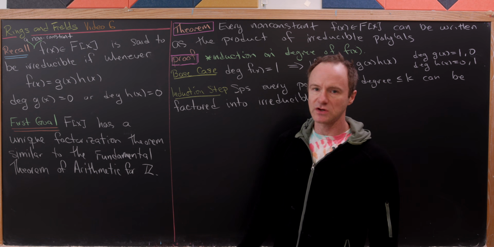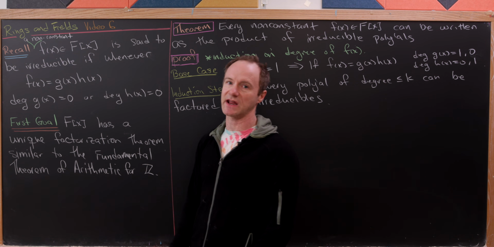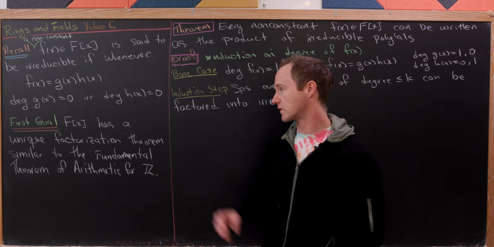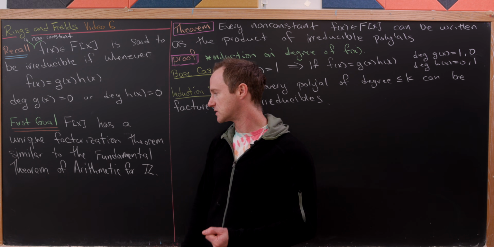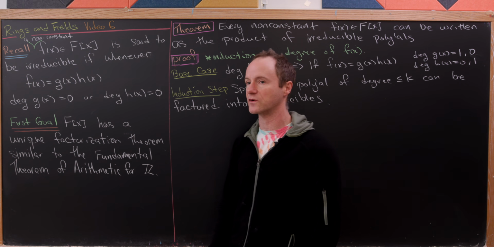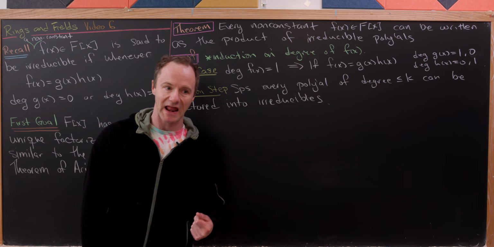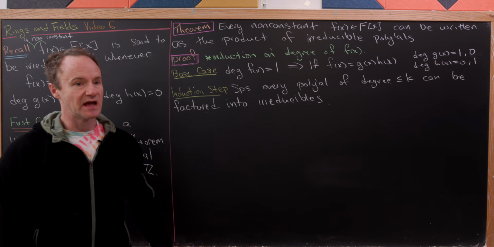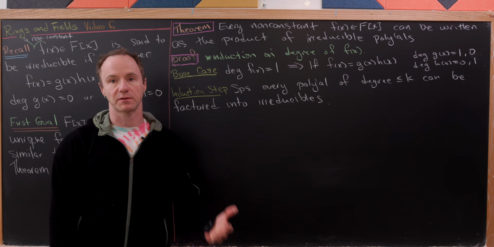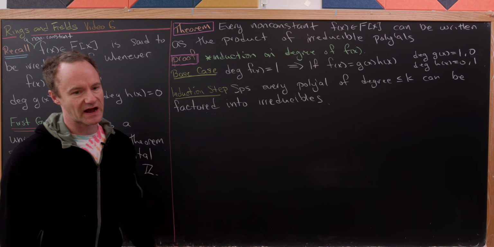Okay, so our first goal of this video will be to prove that F adjoin x, that ring of polynomials over a field, has a unique factorization theorem that's similar to the fundamental theorem of arithmetic over the integers. So we're going to start by proving that everything can be factored into irreducibles. And then we'll show that all irreducibles are primes. And then we'll show that we get a uniqueness of factorization.